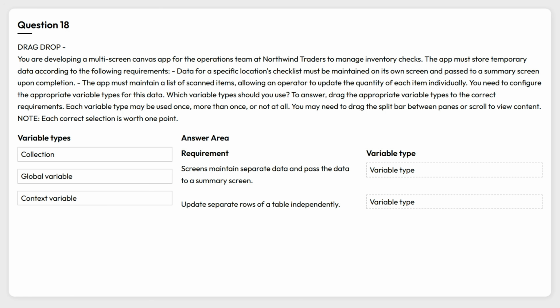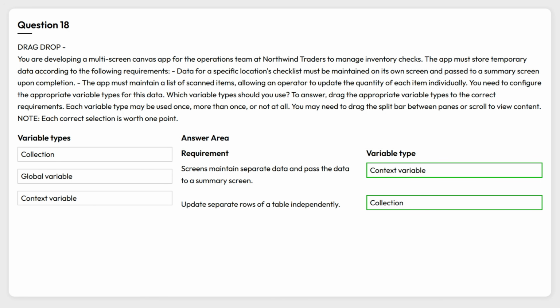On the left side, you have the variable types. On the right side, you have the requirements and you need to choose the correct variable type. The first requirement is screens maintain separate data and pass the data to a summary screen. The correct variable type is context variable. The second requirement is update separate rows of a table independently. The correct variable type is collection.